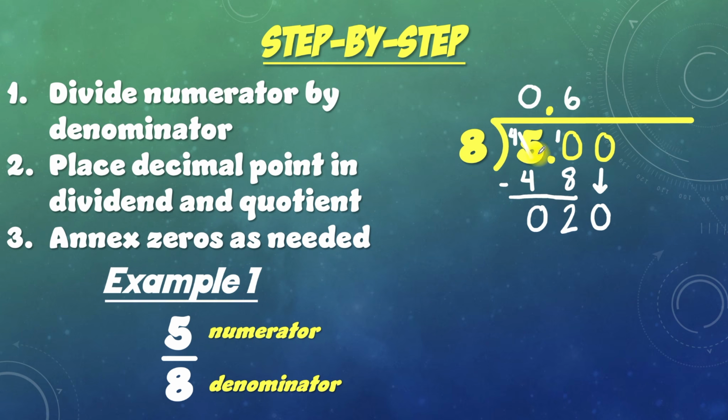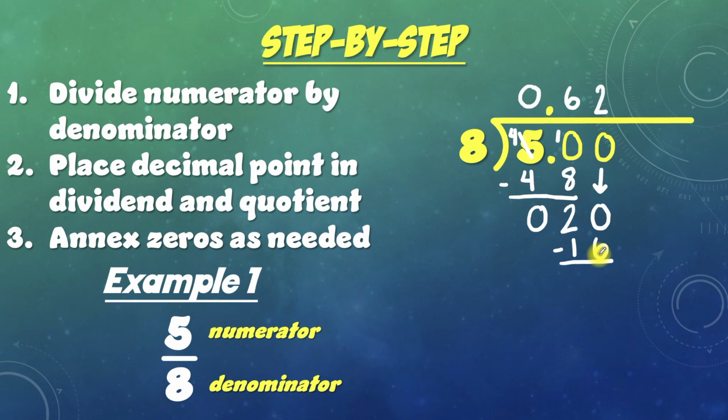Notice how I'm leaving a lot of space between my numbers so that I don't make a mess and make a mistake that way. And now we'll just repeat the process. How many times can 8 go into 20? Well, that's 2. So we'll put a 2 right above this 0. Then we'll multiply 2 times 8, which is 16. And we'll put that right under 20. And then we'll subtract.